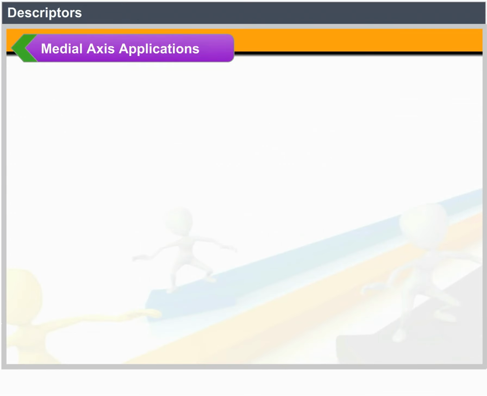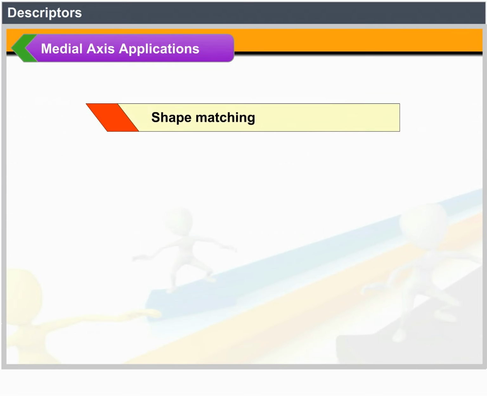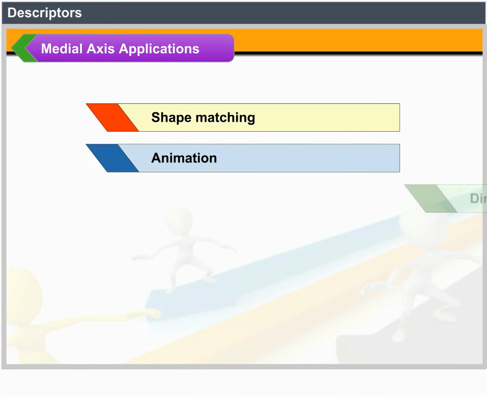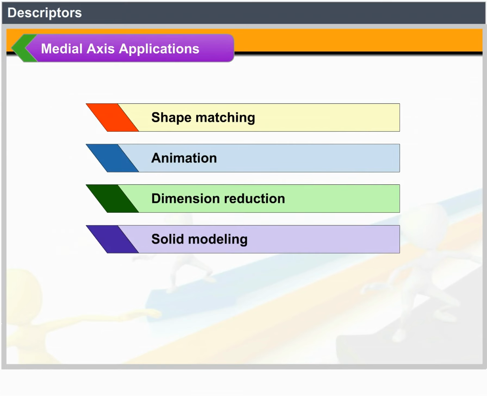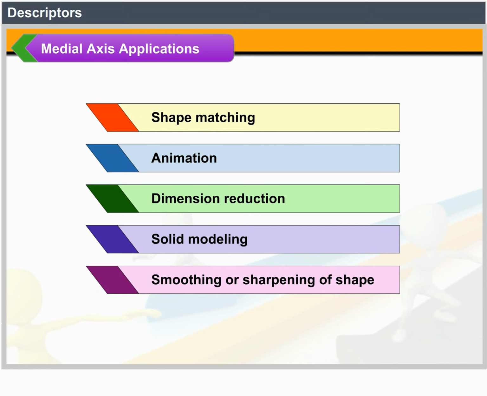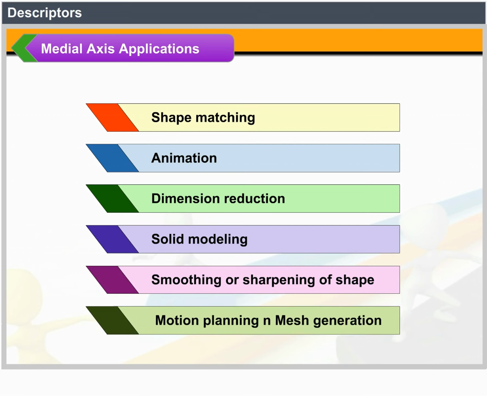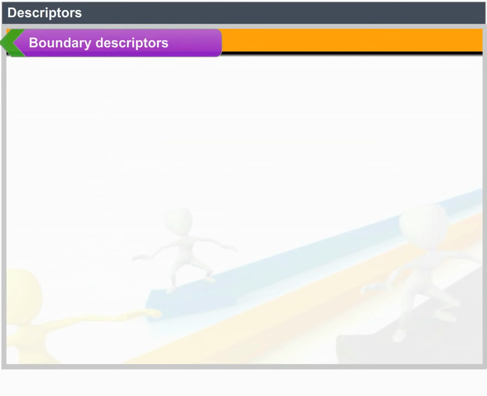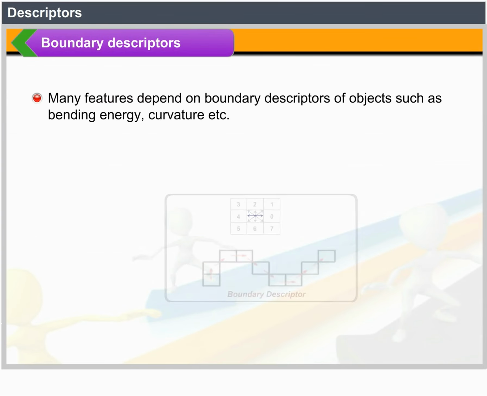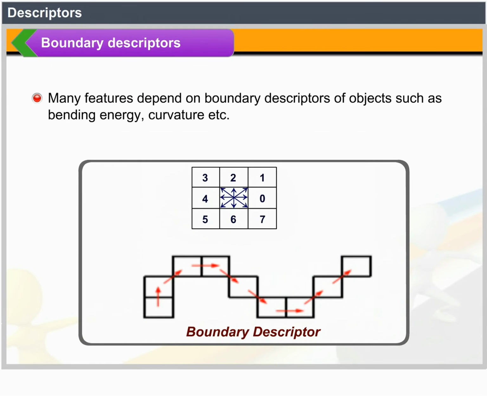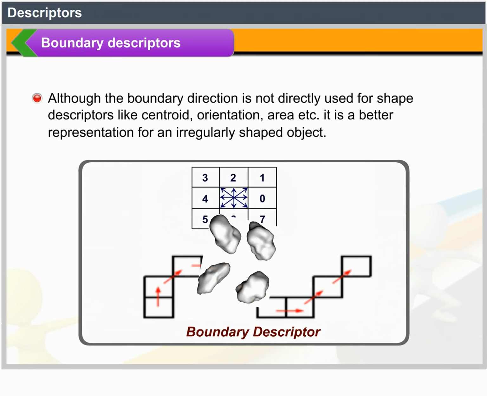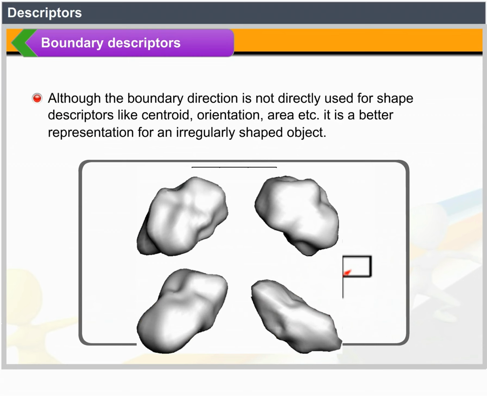Medial axis applications: shape matching, animation, dimension reduction, solid modeling, smoothing or sharpening of shape, motion planning and mesh generation. Boundary descriptors. There are many features that depend on boundary descriptors of objects such as bending energy, curvature, etc. For an irregularly shaped object, the boundary direction is a better representation, although it is not directly used for shape descriptors like centroid, orientation, area, etc.